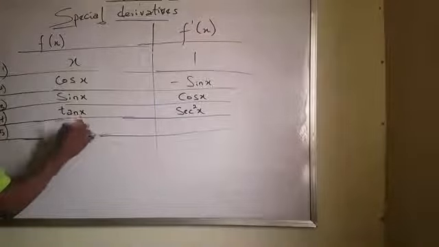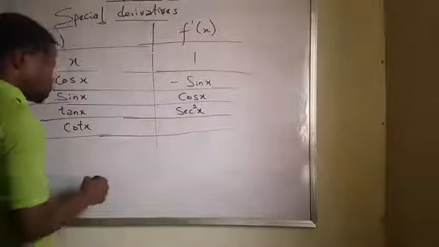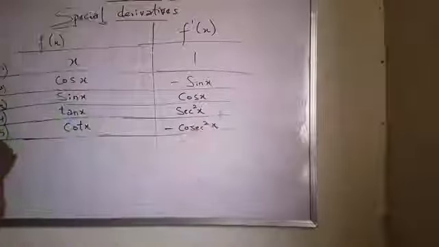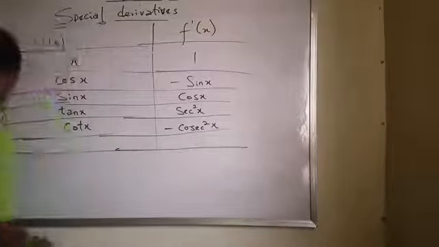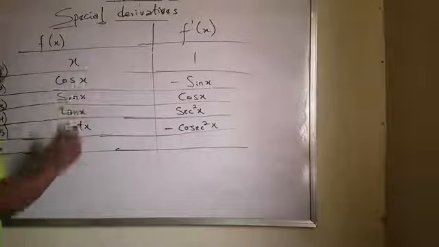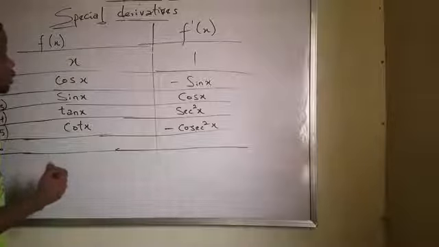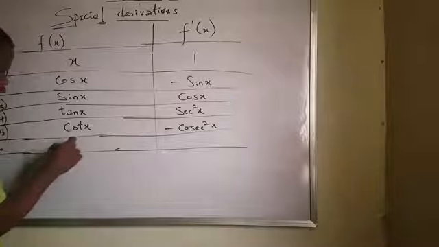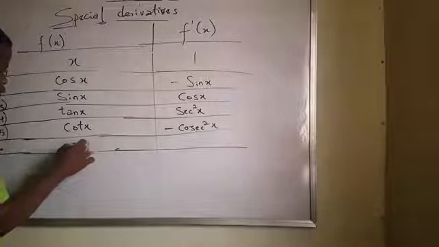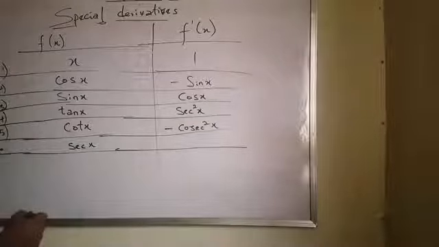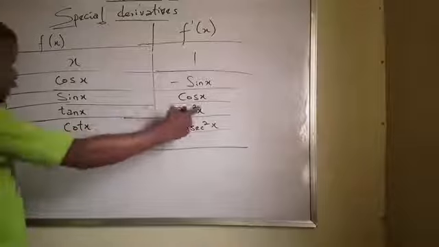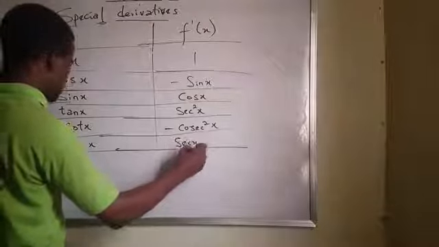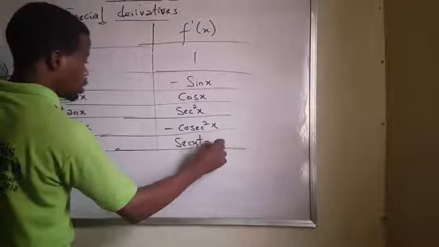1 over tan x is cot x, right? So differentiate cot x, we are going to be having minus cosec square x. 6. If you differentiate, okay, let's find 1 over cos x. 1 over cos x will give us what? It will give us sec x. You see that? And tan x is giving us sec square x. So sec x will give us, the f prime will be sec x tan x.